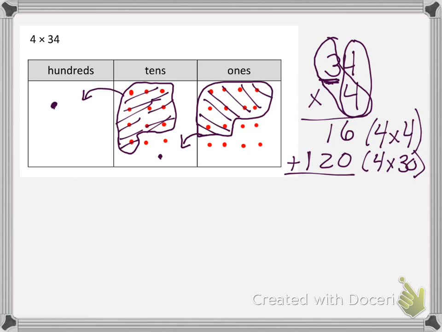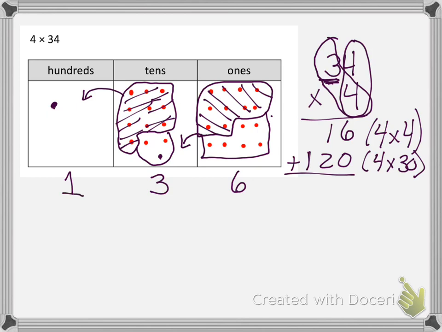So now we are left in the ones. We are left with 6 ones. We are left with 3 tens, and we are left with 100.